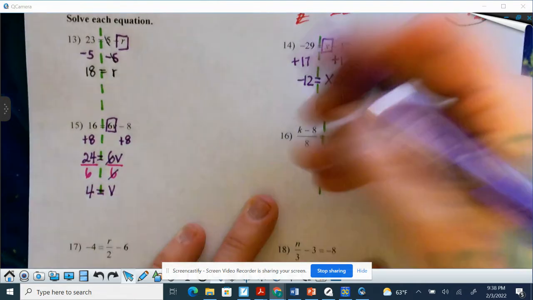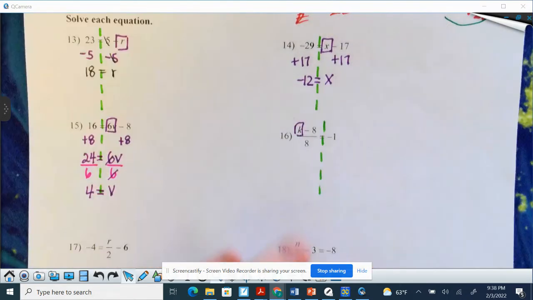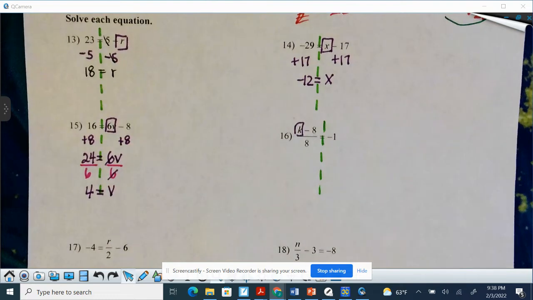I need k by itself. It is a bit messy. There's a lot of things going on here. We have an 8 in the denominator. So that means k minus 8 is divided by 8. We have to get that out of the way before we can touch that k minus 8. If there's anything in the denominator, when it's one big piece like that, it has to move first.